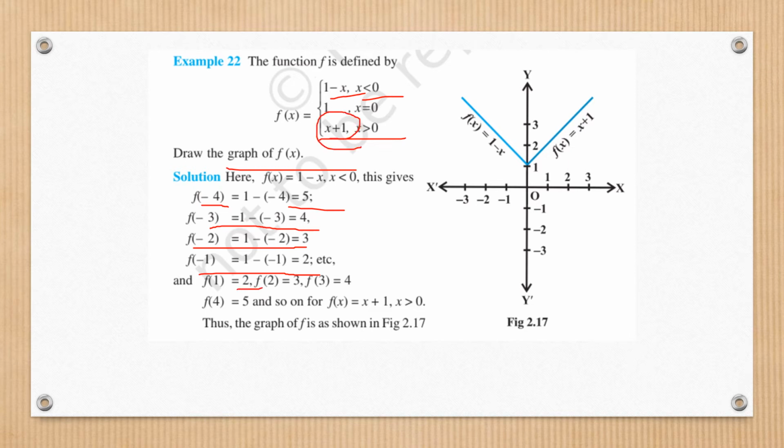So f(1) will give you 1 plus 1, which is 2, f(2) will give you 3, f(3) will give you 4, f(4) will give you 5, right? So when I plot the graph of the function, you'll get a V-shaped graph, right?